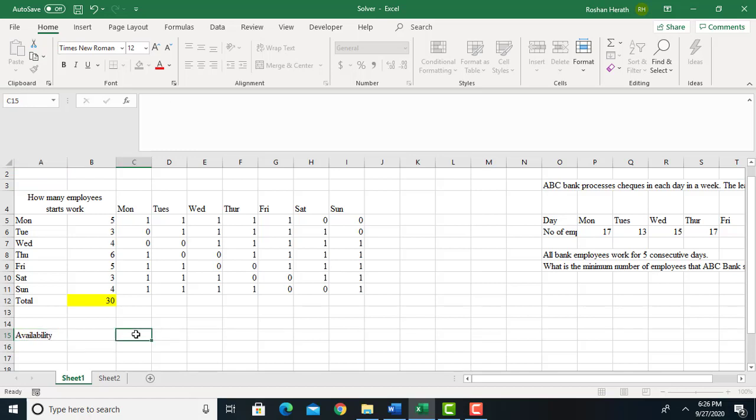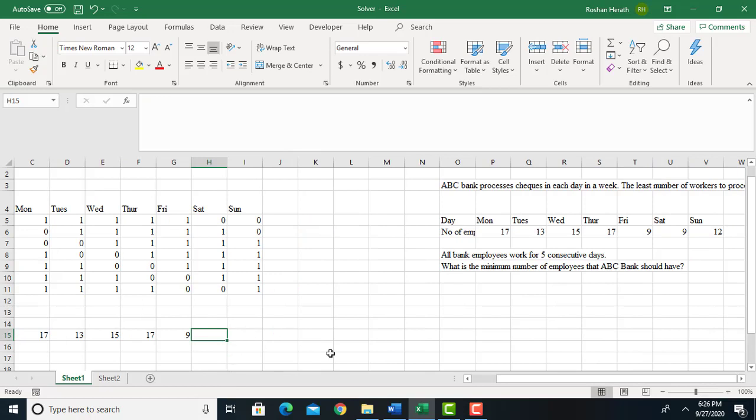you need to ensure that availability has to be 17, 13 employees is needed on Tuesday, 15 is on Thursday, 17 is needed on Thursday and Friday, 9 needed on Friday, and Saturday we need another 9, Sunday we need 12. So that is the requirement.